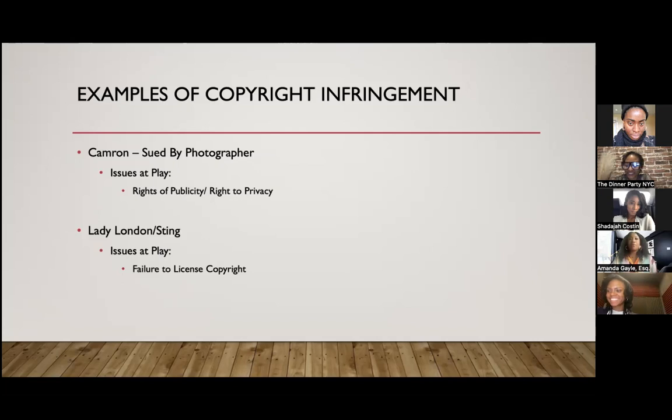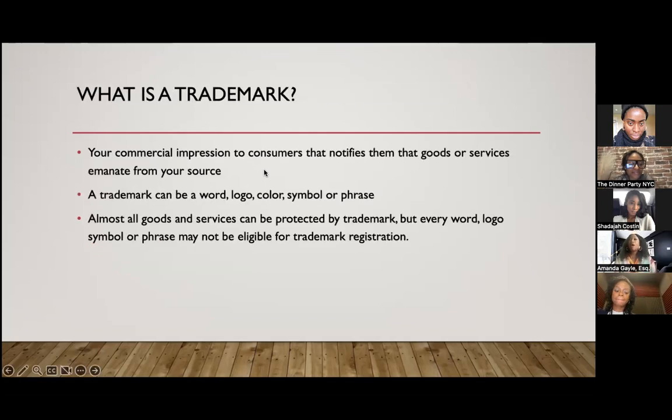Alrighty, so that is copyright. Before I move on, any questions about copyright before we go on to trademarks?